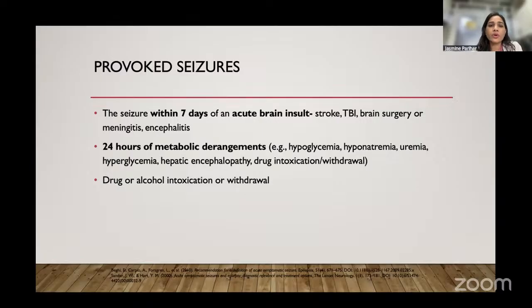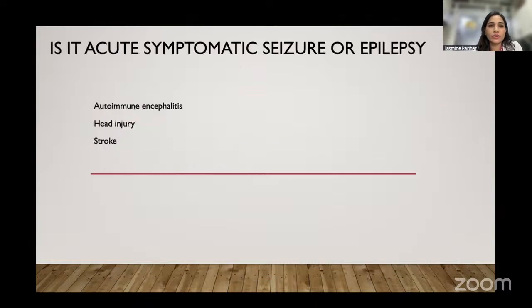and other things, or drug intoxication, or even a patient who has drug withdrawal seizures, all those are classified under metabolic derangements and are provoked seizures, not mandating anti-seizure medicines for the long term. The same applies if the patient is having drug or alcohol intoxication or even withdrawal, as we've talked about.